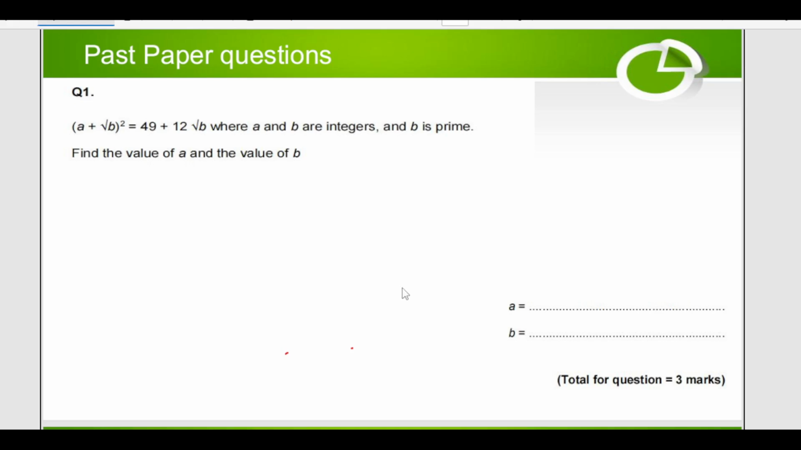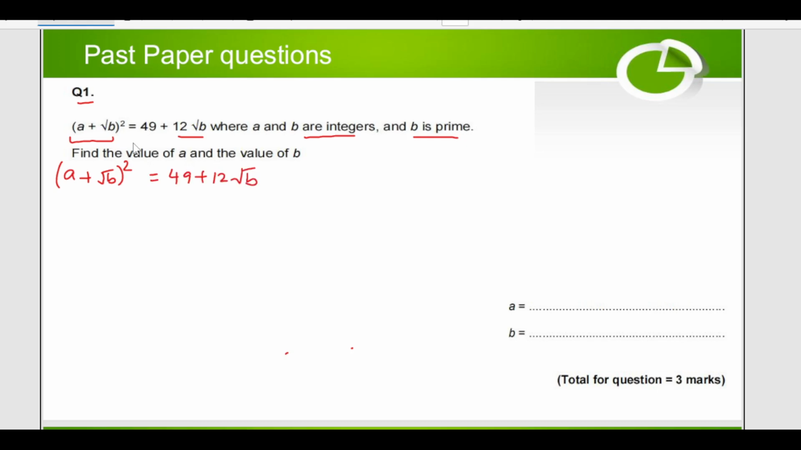So past paper question number 1: we have (a + √b)² equals 49 + 12√b, where a and b are integers and b is a prime. Find the value of a and b. I will start with this one here. We have a plus square root b, squared, and this is given to us as 49 plus 12 root b.